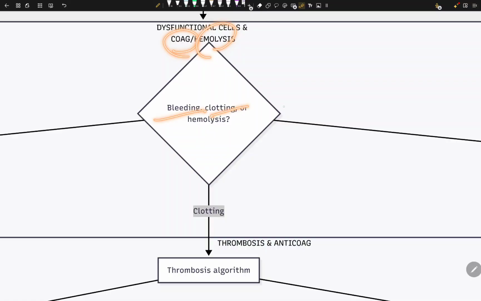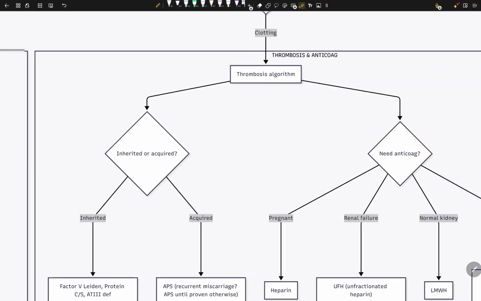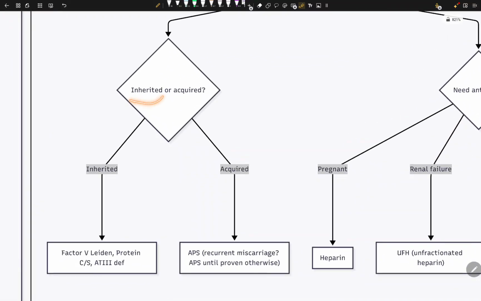So is it bleeding? Is it clotting? Is it hemolysis? What kind of? Let's talk about clotting first. A lot of clotting happens. Why, I wonder? We can ask, is it inherited or acquired? Or do we need anticoagulant? Yes, we need anticoagulants. First, let's answer, is it inherited or acquired? If it's inherited, usually factor V Leiden problems, protein C or S deficiency, or antithrombin 3 deficiency. Not gonna go into them.